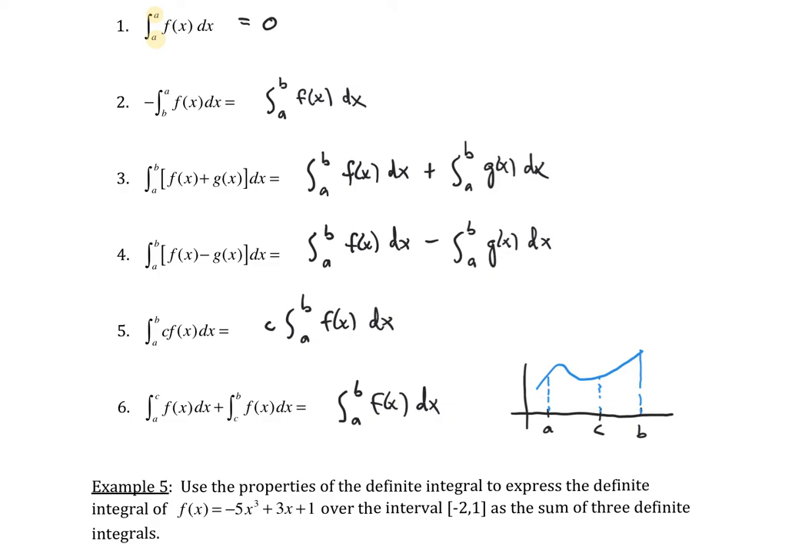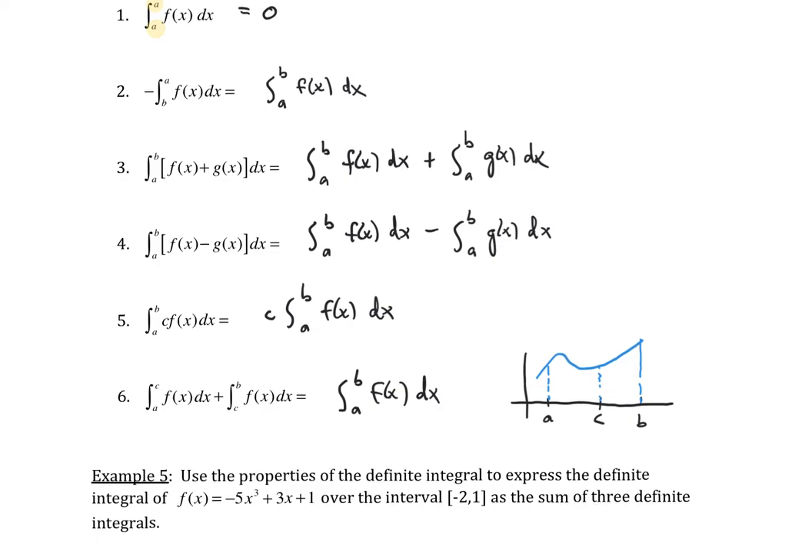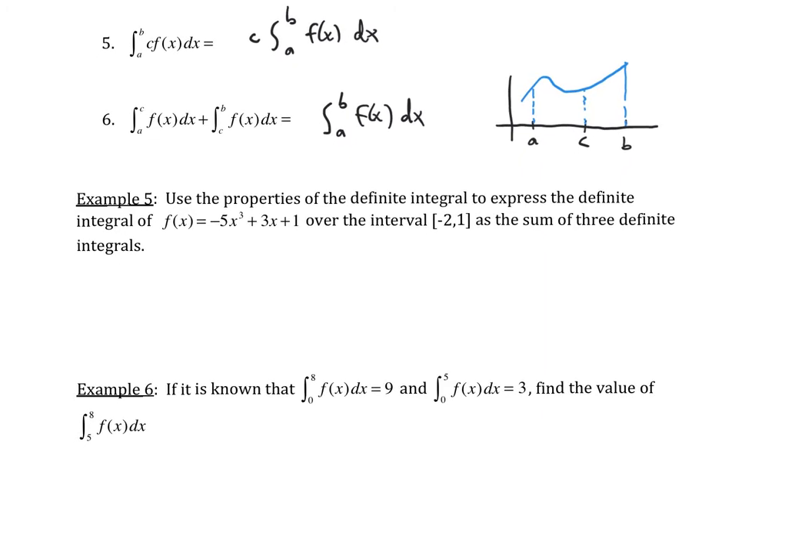Okay. So why don't we look at example 5, and we can use our properties to break this definite integral up and express the definite integral of negative 5x cubed plus 3x plus 1 over this interval negative 2 to 1 as the sum of three definite integrals. So the first thing I'll do is I'll write my definite integral. That's going to go from negative 2 to 1, negative 5x cubed plus 3x plus 1 dx.